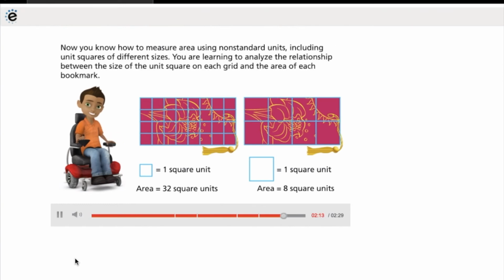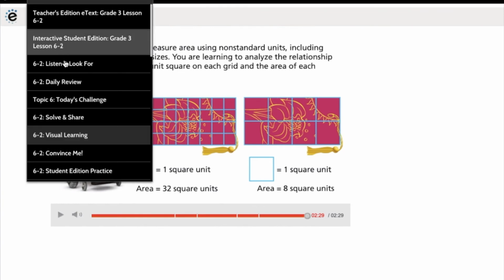Now you know how to measure area using non-standard units, including unit squares of different sizes. You are learning to analyze the relationship between the size of the unit square on each grid and the area of each bookmark. Woohoo! Okay, we're going to just go ahead and move on to your Convince Me.